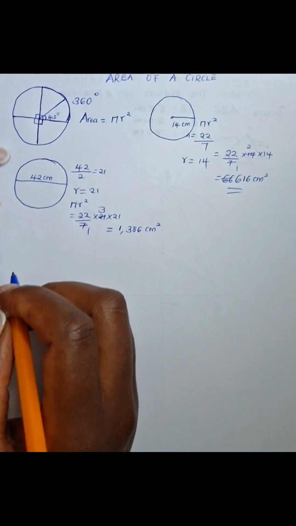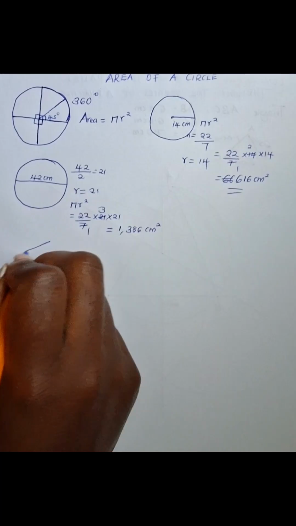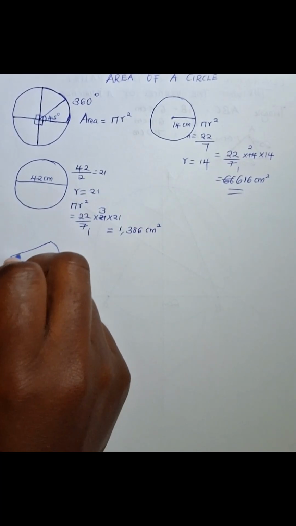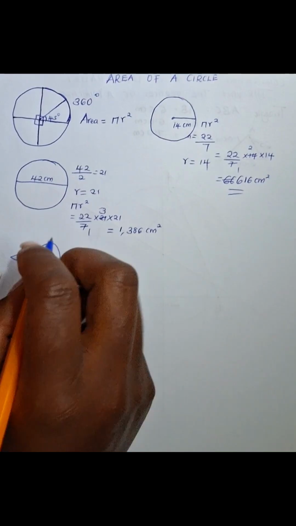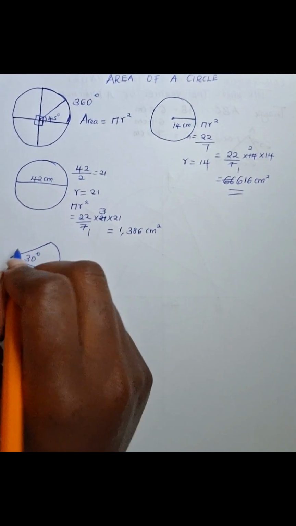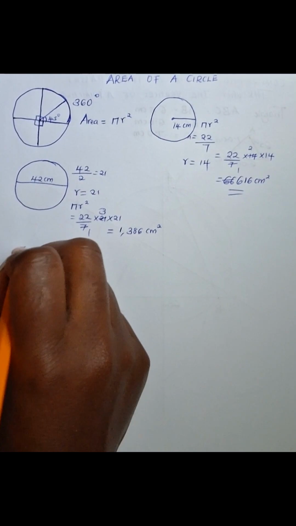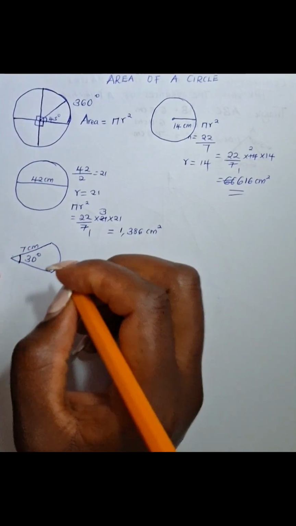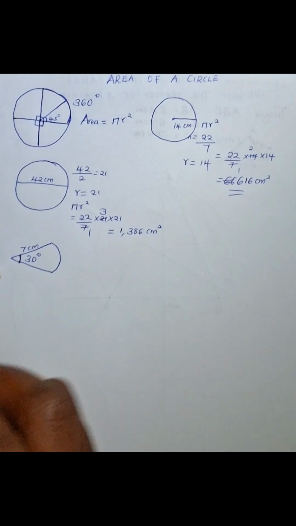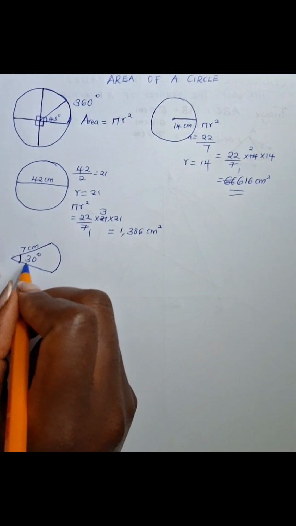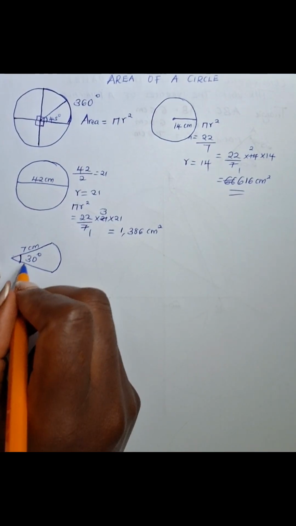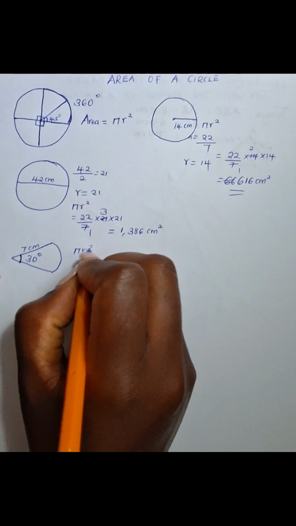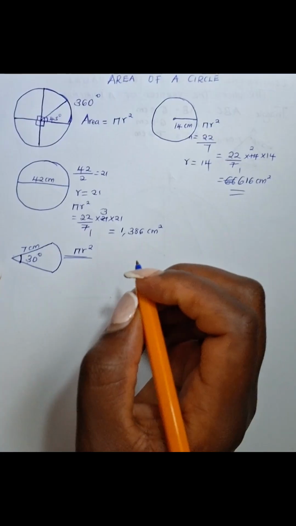So imagine you're given such a circle where you are told that this part is 30 degrees, and the radius is 7 centimeters. Remember, I already taught you that a whole circle has 360 degrees, but this one is 30. The formula remains, that is pi r squared. In mathematics, formula will never change.